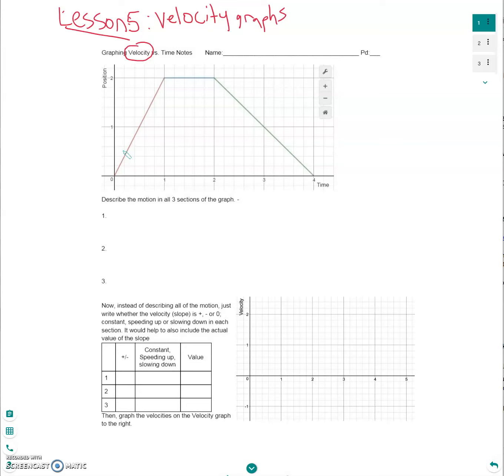And then we are going to start taking the graphs that we've described that are position graphs, and we're going to convert them into velocity graphs. So that's what this is all about. The first 2 pages of these notes are going to be all about that. So if you want to write this stuff down as we go, that'd be a really good idea.